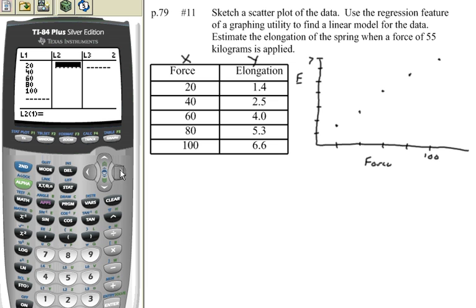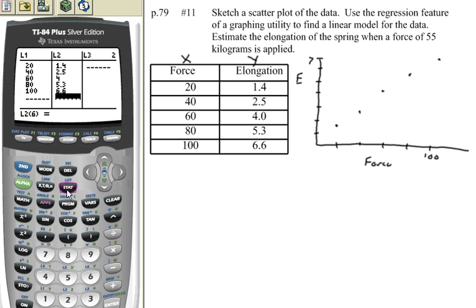So there's my force values. Now elongation, whoops. Now once we have all these in here, our calculator can give us the best fit linear model, the best fit line through these points. We can use a formula to do this. It's pretty complex, but the calculator can do it for us very quickly.